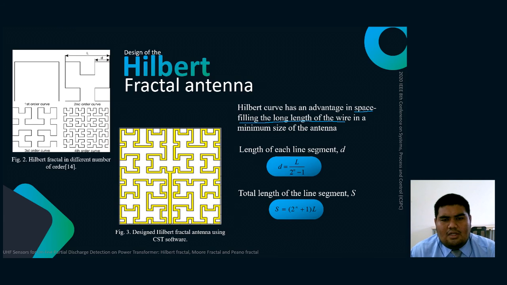This is the basic equation for the Hilbert Fractal antenna to calculate the length of each line segment D and find the total length of the line segments S. The Hilbert Fractal antenna is designed with a side dimension of 10 times 10 cm, as shown in figure 3. For the proposed design, I use the fourth order Hilbert Fractal.